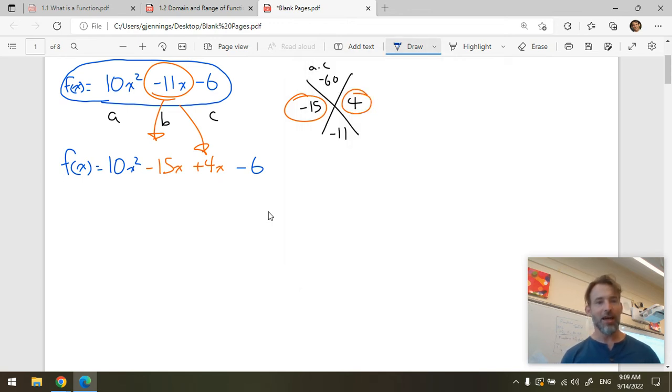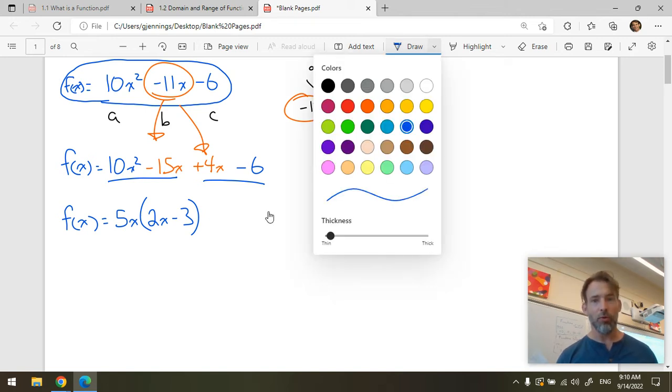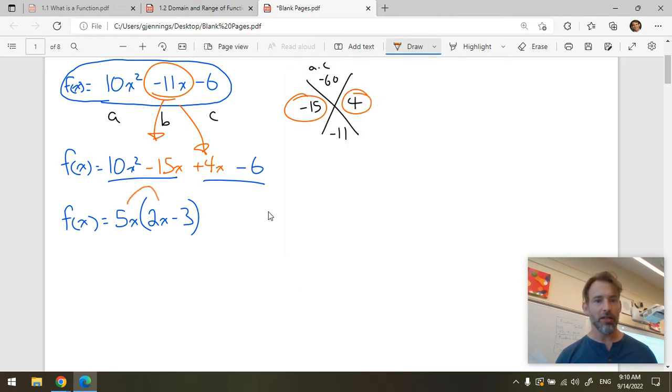That's the trick. And then I common factor this piece and that piece separately. Watch this. For f of x, here I notice that 5x is the biggest common factor there. And that will give me 2x minus 3. Now you just check quickly your work: if I were to do 5x times 2x, I'd get 10x squared. And 5x times minus 3, I'd get minus 15x. So that's equivalent. All right?